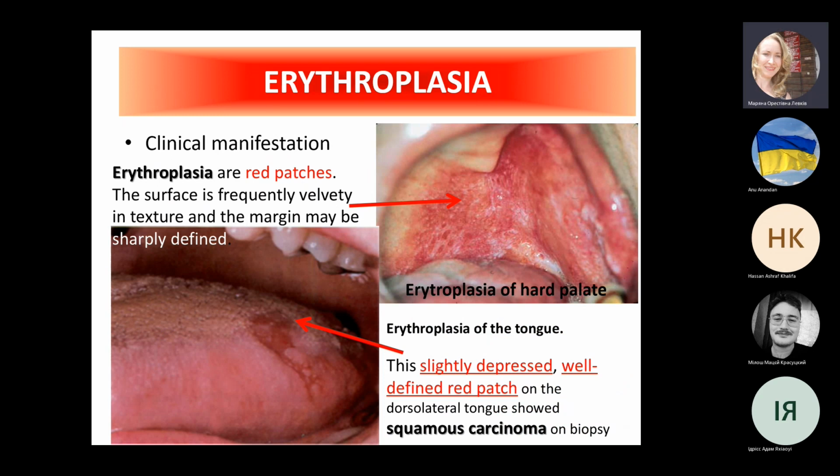Clinical manifestation of erythroplakia as such. Red patches. The surface is frequently velvety in texture and the margin may be sharply defined. Erythroplakia of the tongue is described here, and this is a slightly depressed, well-defined red patch on the dorsolateral tongue that showed squamous carcinoma on the biopsy.